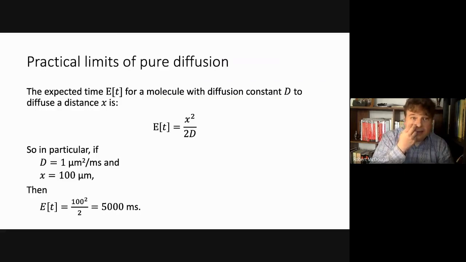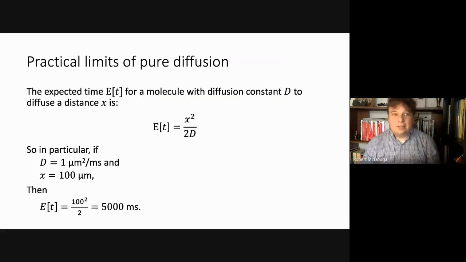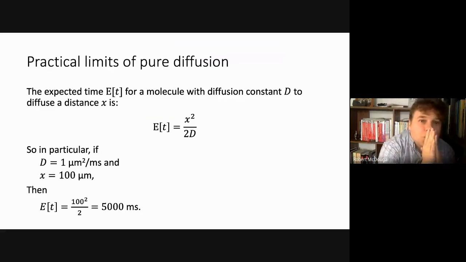All right. One other bit before I get back into the neuron itself. Let's say I have a molecule that diffuses at 1 square micron per millisecond. This is on the order of the kinds of things that we care about in neuroscience. So let's say I have a molecule that diffuses at this rate, and I want to move a distance of 100 microns. How long would I expect a molecule that starts here to wait until it gets over here?